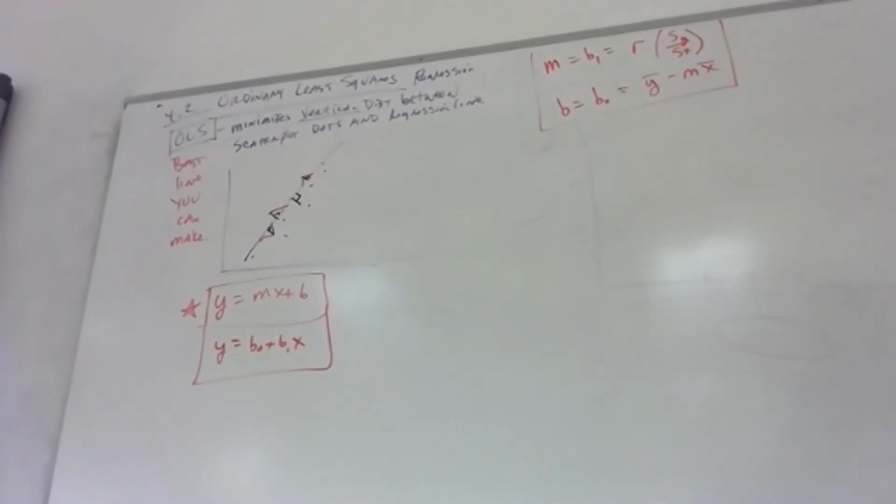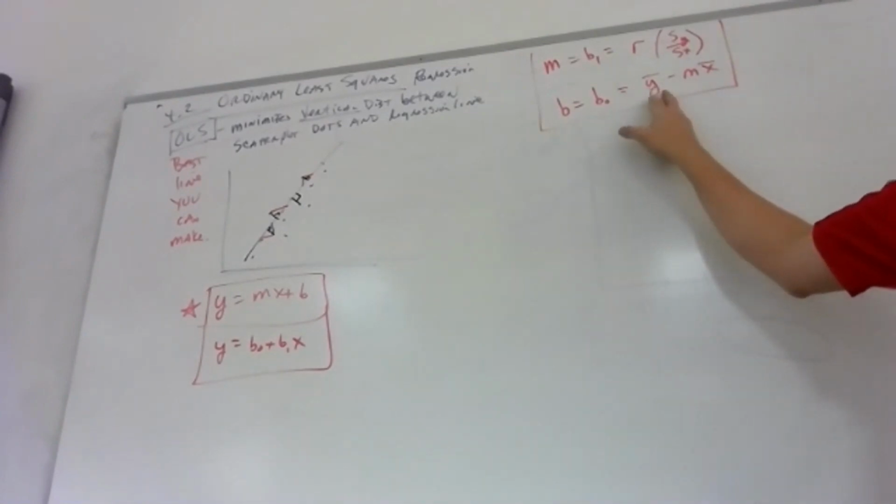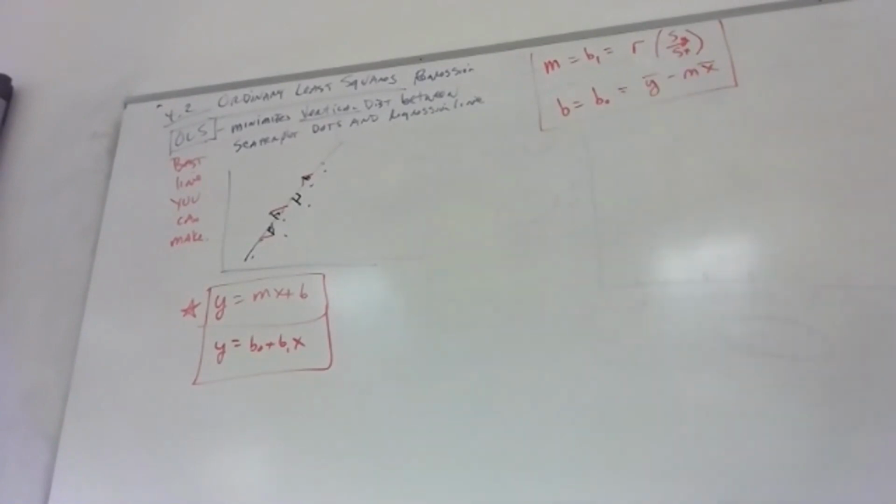So B equals, what does this say? The mean of y, the mean of y is 266.75 minus the m, which is 3.1661, times mean of x, which is 101.875.